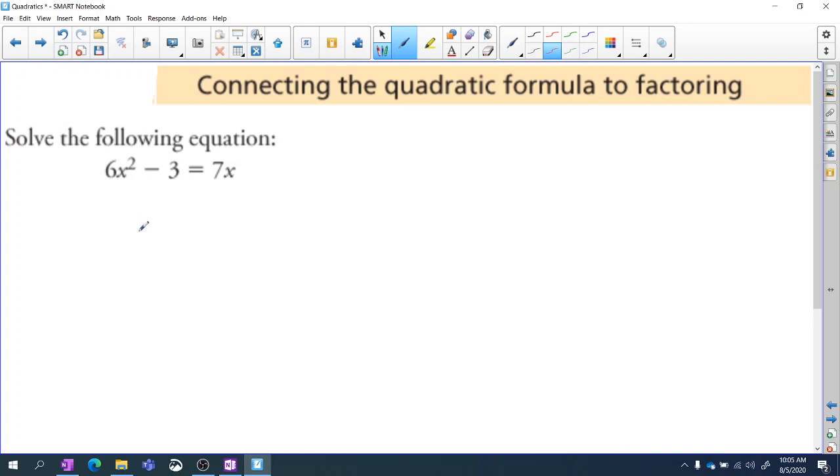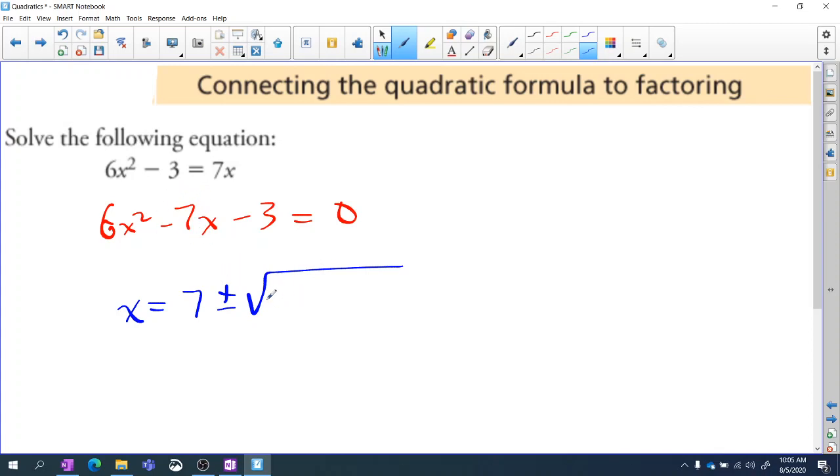Now, let's quickly look at this one. 6x squared, take away 7x, take away 3 equals 0. So there's a, b, and c. X equals, now I'm going to not write the formula because I know it, but you folks should probably still be writing the formula out. So negative b, b is a negative 7, so negative 7 is plus 7, plus or minus the square root of b squared, so whether it's 7 or minus 7, when you square it, you're going to get a 49. Plus or minus 4 multiplied by a multiplied by c.